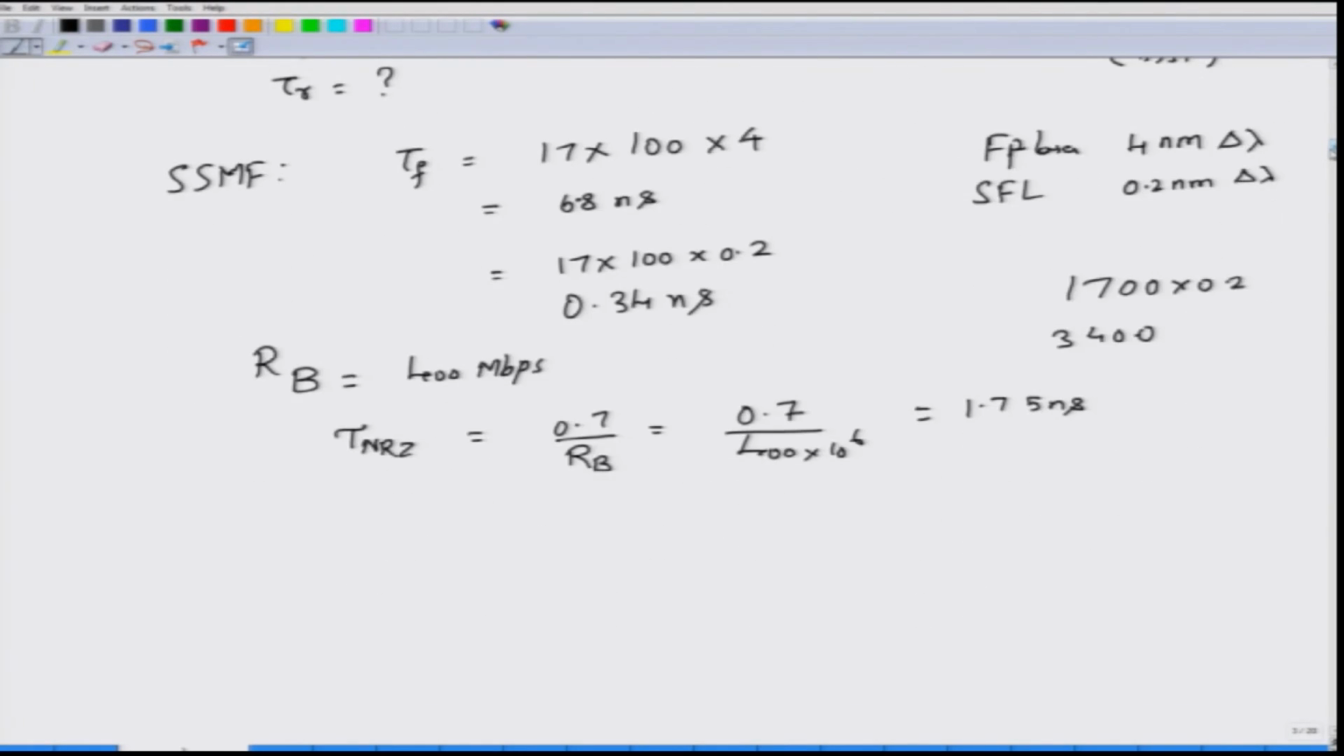So, if you look at the fiber for two cases, for the 6.8 nanosecond we are hopeless, because I cannot in any way reduce 6.8 nanosecond, and on top of it I am going to add some rise time for the receiver and for the transmitter. I will never be able to reach this 1.75 nanosecond. However, if I operate with a dispersion shifted fiber, the pulse spreading because of the fiber itself is very small.